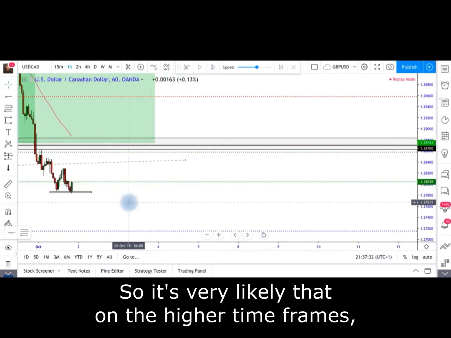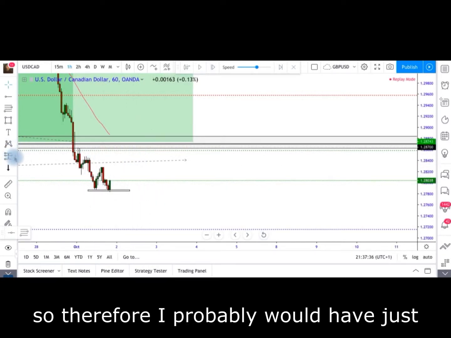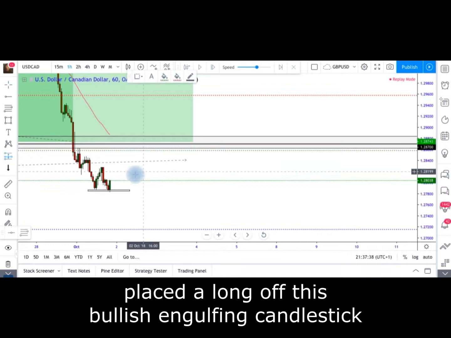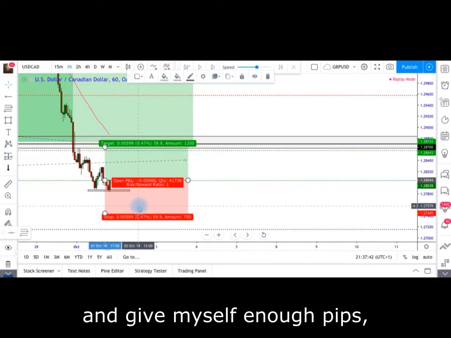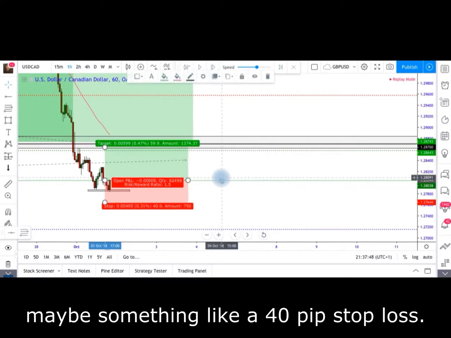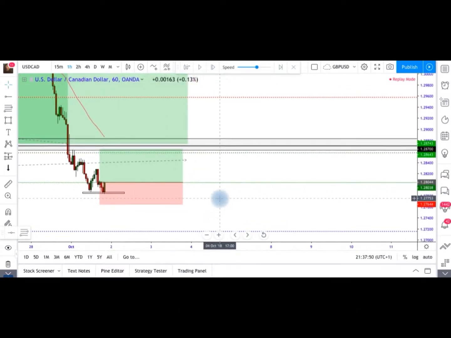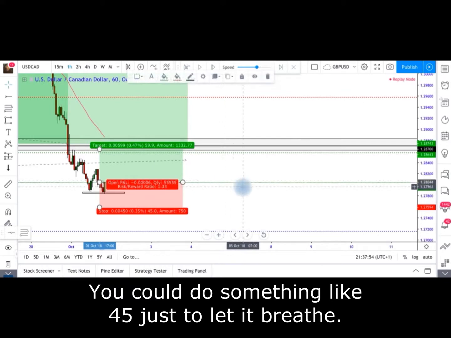So it's very likely that on the higher time frames we're around this kind of zone that we're interested in. So therefore I probably would have just placed a long off this bullish engulfing candlestick and given myself enough pips, maybe something like a 40 pip stop loss. You could even do a little bit more than that. You could do something like 45 just to let it breathe.